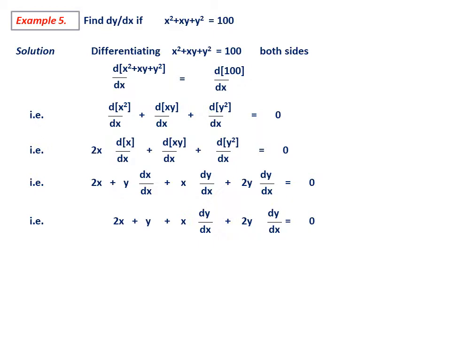So there are two terms which contain dy by dx and two terms which are independent of dy by dx. Therefore, now rearrange them, that's all. (x plus 2y) into dy by dx equal to minus (2x plus y), that is shifting 2x plus y to the right hand side. Now the last simplification is dy by dx equal to minus of (2x plus y) divided by (x plus 2y). So this is the final answer. So this is example 5.